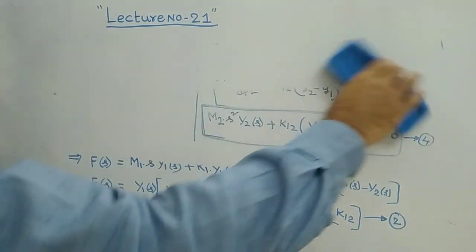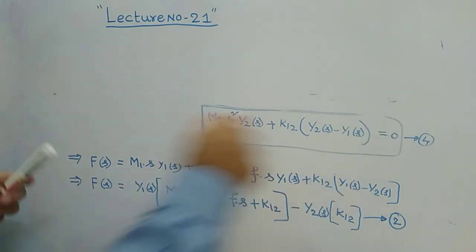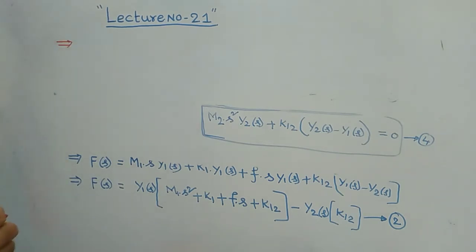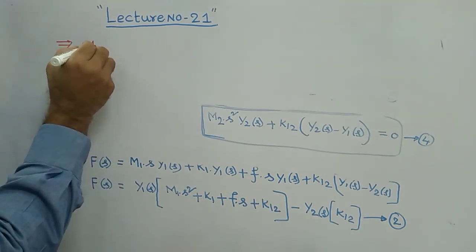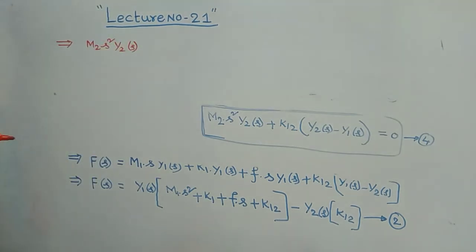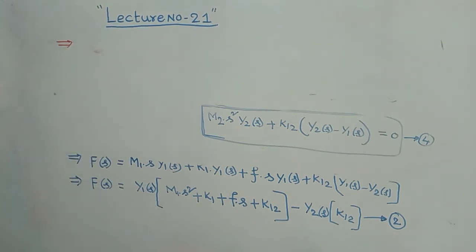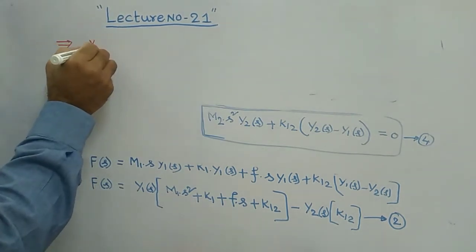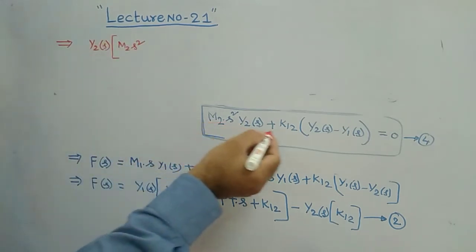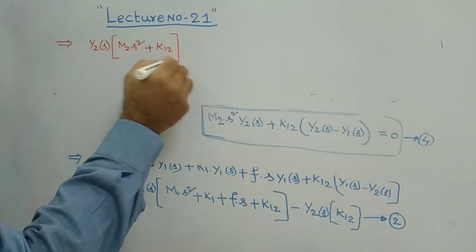Okay, so this is also not required for me now. So what I will do now, from this equation, just rearrange that. It is just to segregate. We take y2 of s common. So y2 of s, if you take, it is m2 s square plus k12. This is what your y2 of s.